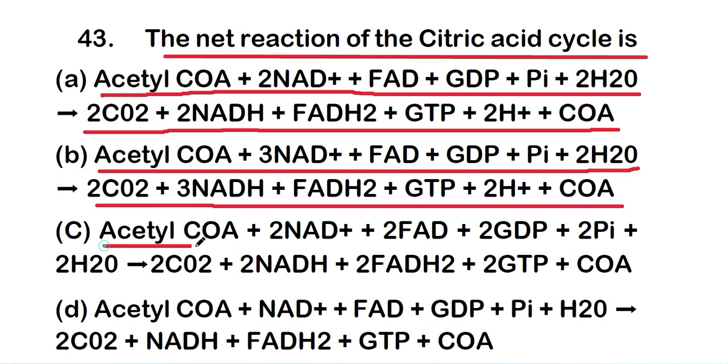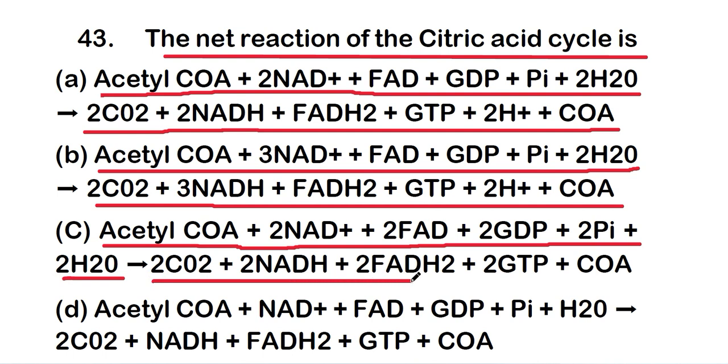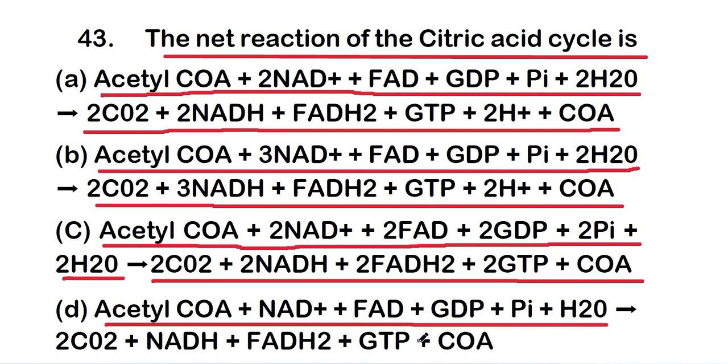Or option C, acetyl CoA plus 2 NAD plus 2 FAD plus 2 GDP plus 2 Pi plus 2 H2O goes to 2 CO2 plus 2 NADH plus 2 FADH2 plus 2 GTP plus coenzyme A. Or option D, acetyl CoA plus NAD plus FAD plus GTP plus 2 Pi plus H2O goes to 2 CO2 plus NADH plus FADH2 plus GTP plus coenzyme A. So which one is the correct net reaction of the citric acid cycle?